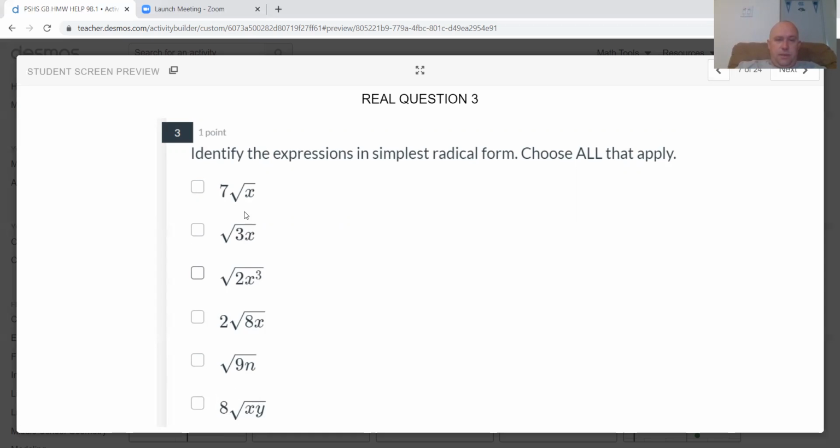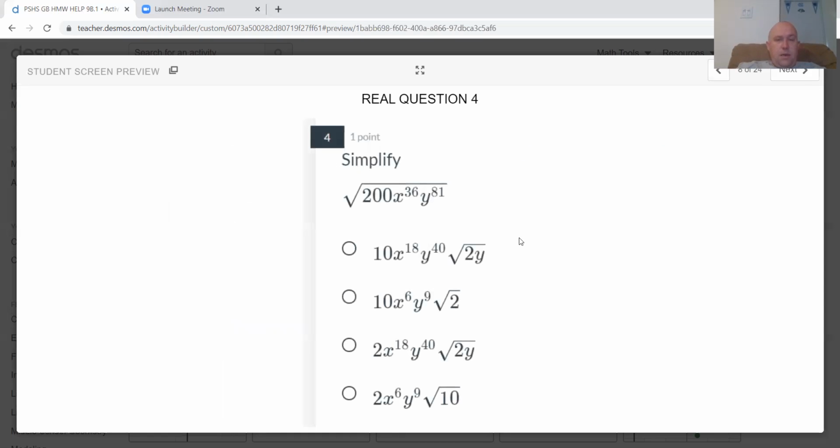Oh, sorry, not that one. I apologize. This one and this one. So I would pick answers 1, 2, and 6. And it's one of those where you have to check each answer. And if you add one too many, you lose the question. And if you miss one, you also lose the question. So they can be a little tricky to do.